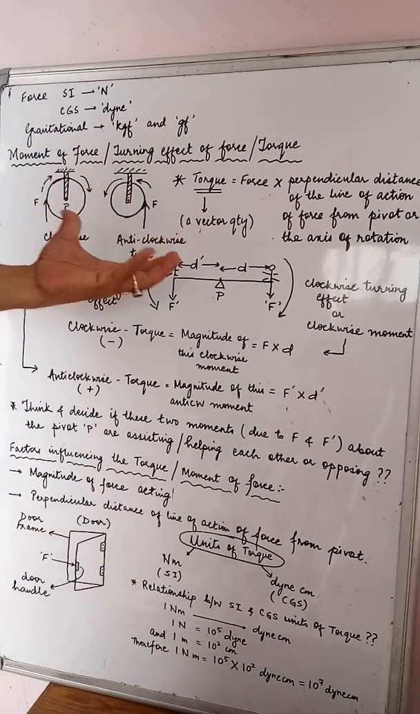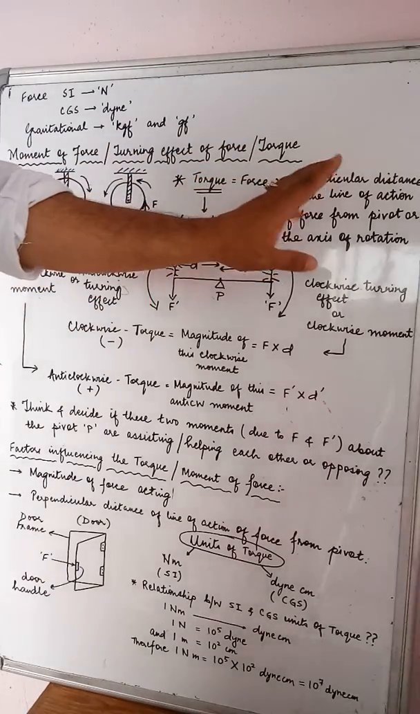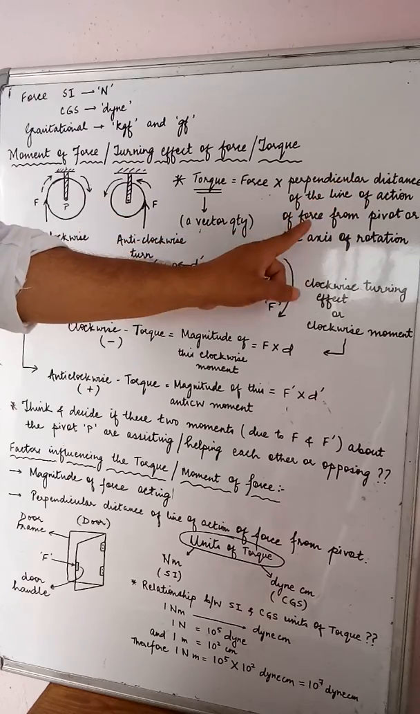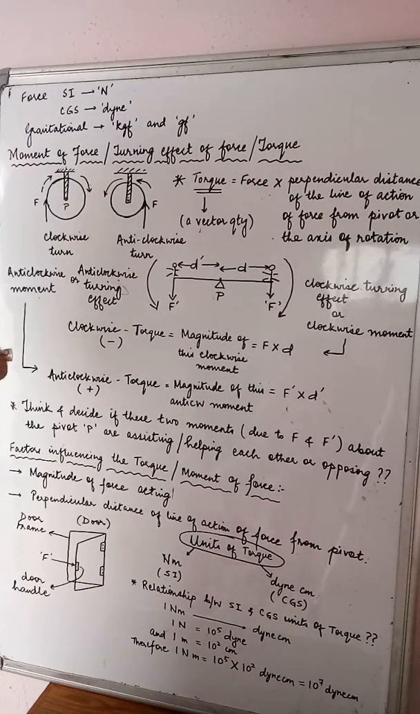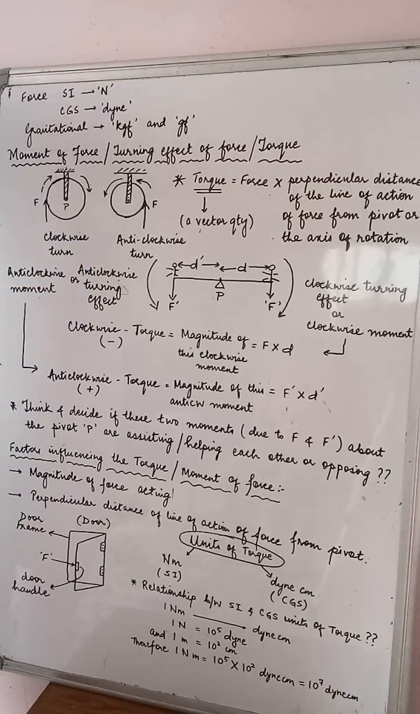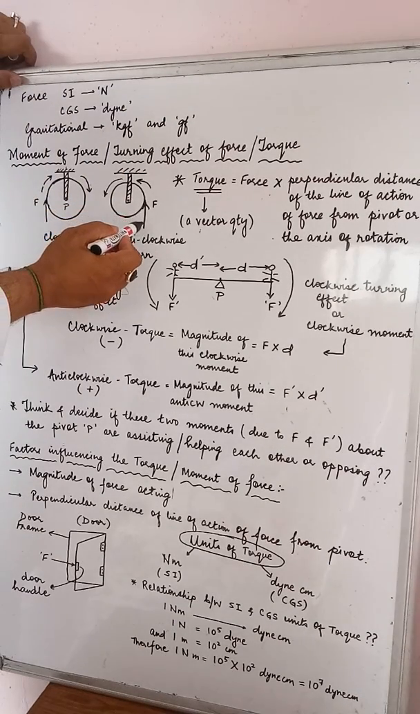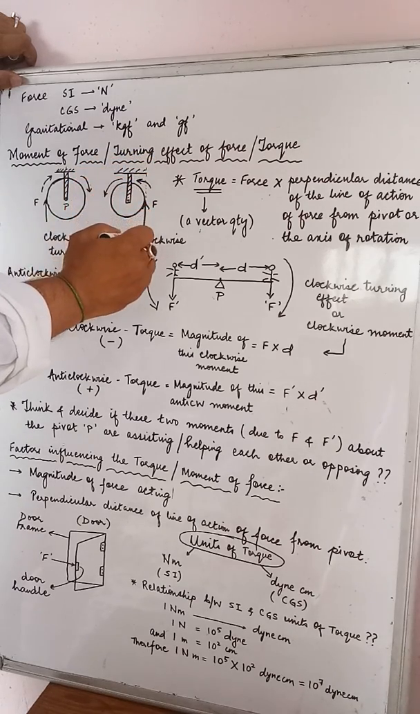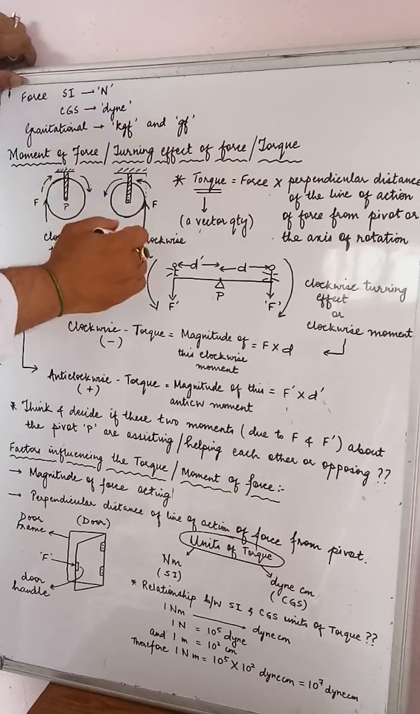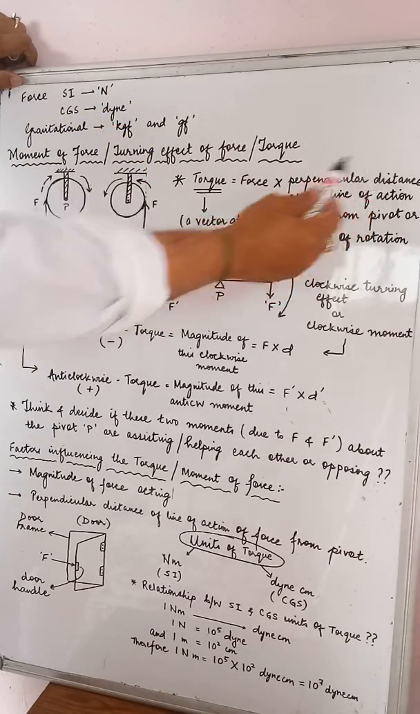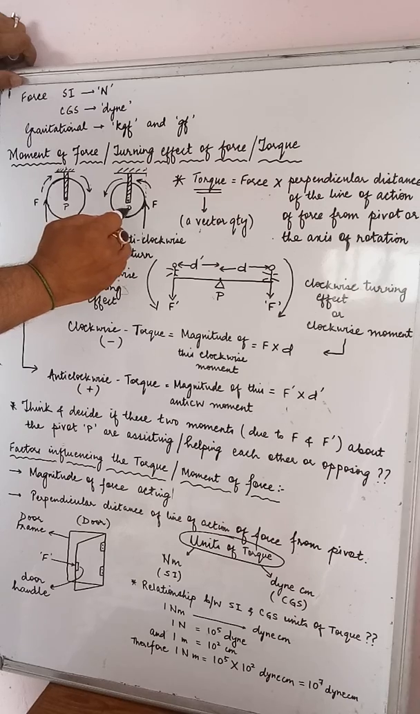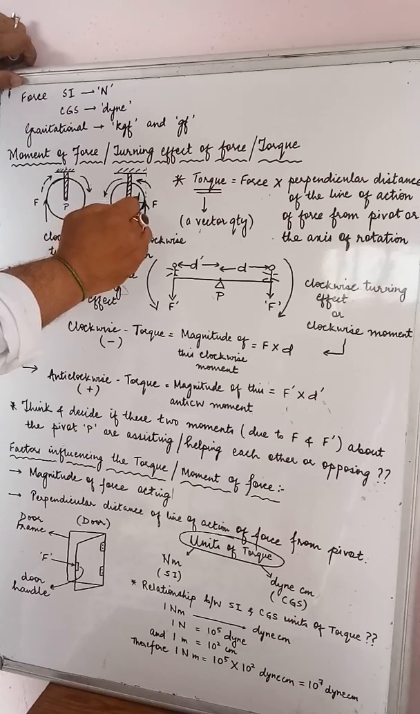In case of numericals, you will be given this F value multiplied by, please read this part carefully, perpendicular distance of the line of action of force from the pivot. So now let's have a look over here in this particular figure. Where is the line of action of force? If the force is acting like this, I can draw the line of action of force like this. So this is the line of action of force, and the perpendicular distance of the line of action of force from the pivot. So where is the pivot in this case? The pivot here is labeled as P. So it is this distance D that I am talking about.